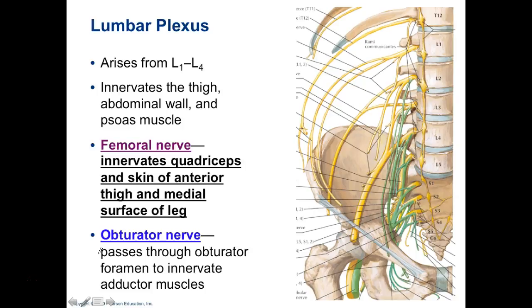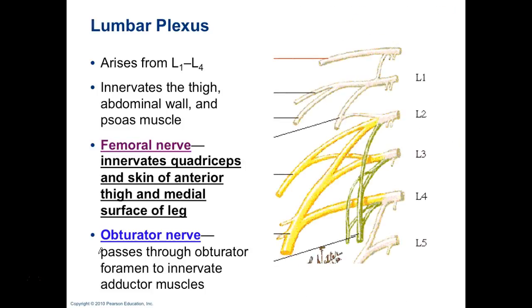Your lumbar plexus is going to come from L1 to L4, and it's going to innervate the thigh, abdominal wall, and psoas muscle. And so I want to show you your two major nerves. You have your femoral nerve that comes from L2 to L4, and that innervates really all the muscles of your anterior thigh and also the skin of your anterior thigh and medial surface of the leg. And then your obturator nerve is the other big one, and that supplies all of the muscles of your medial thigh.